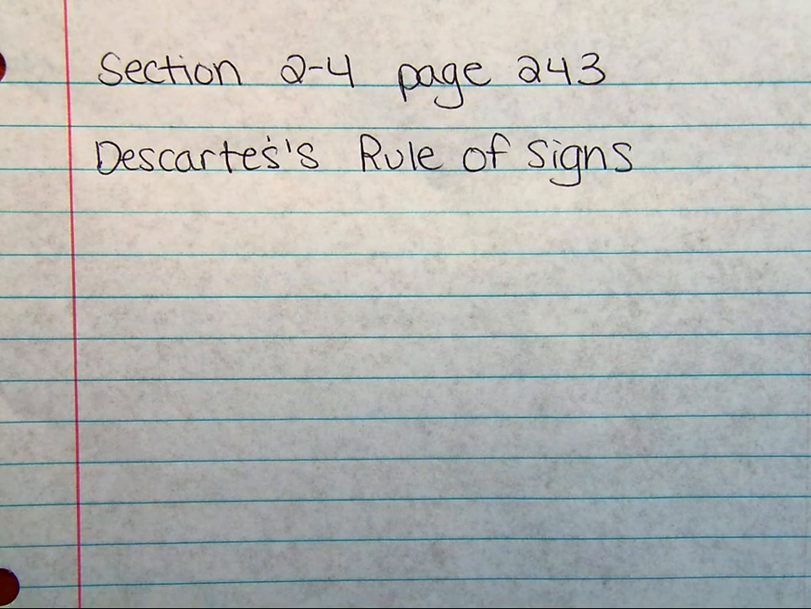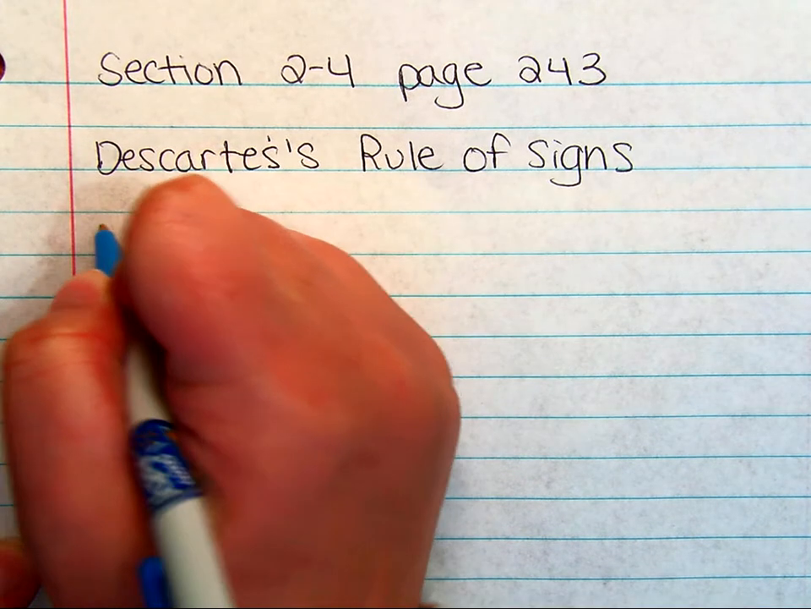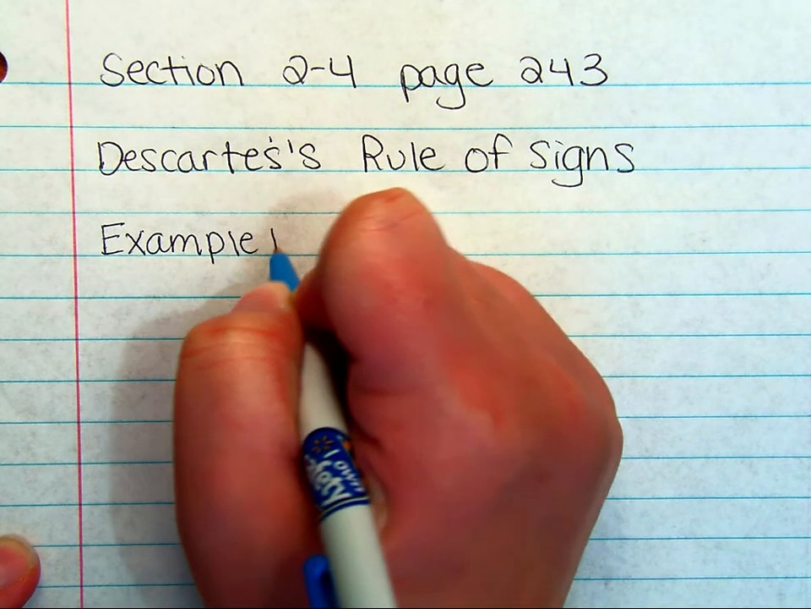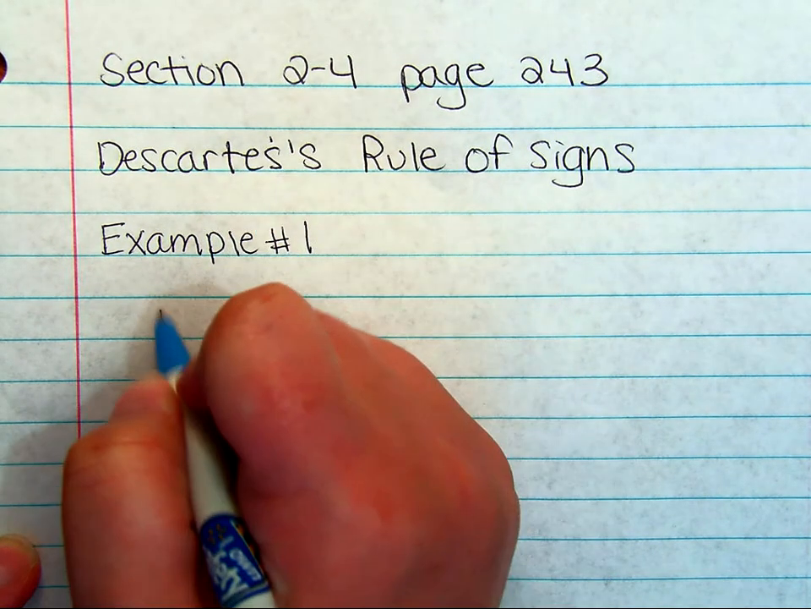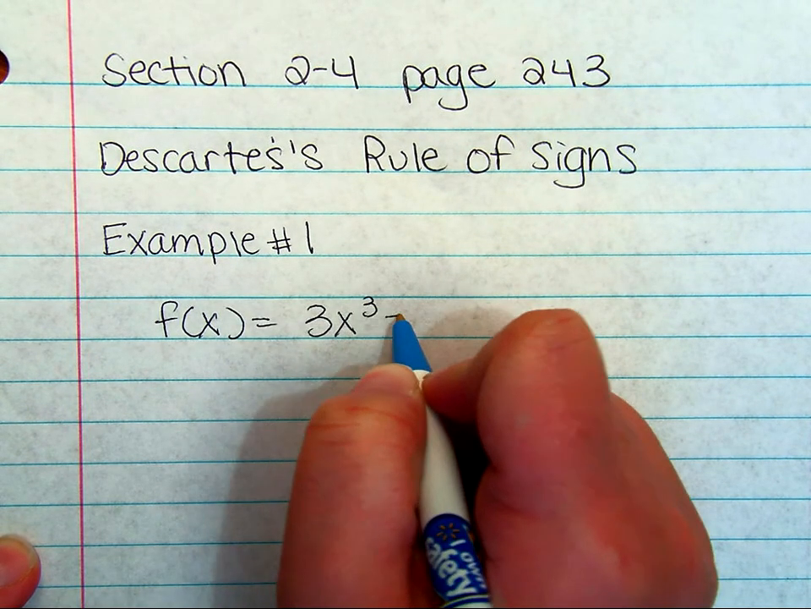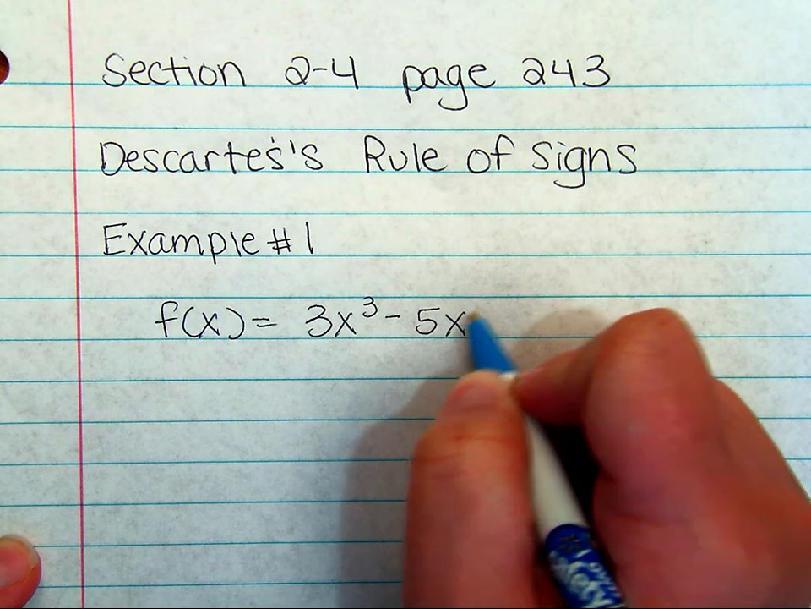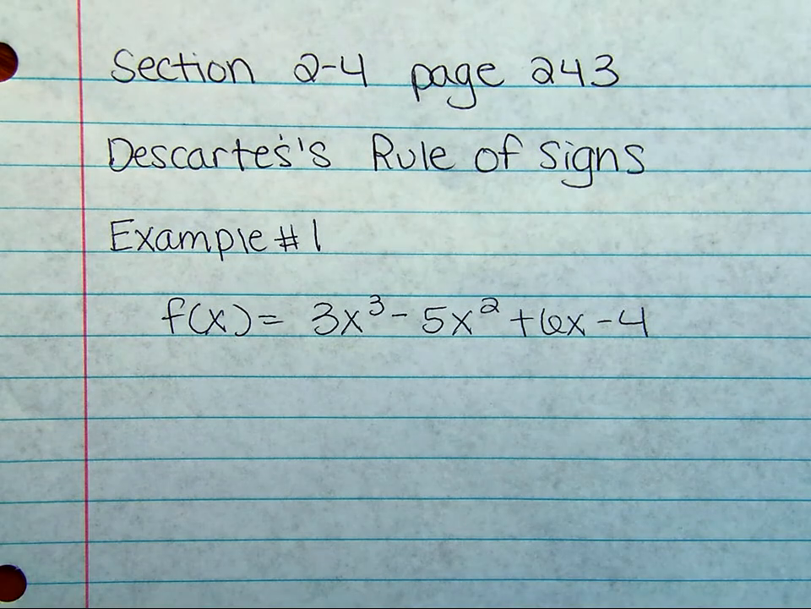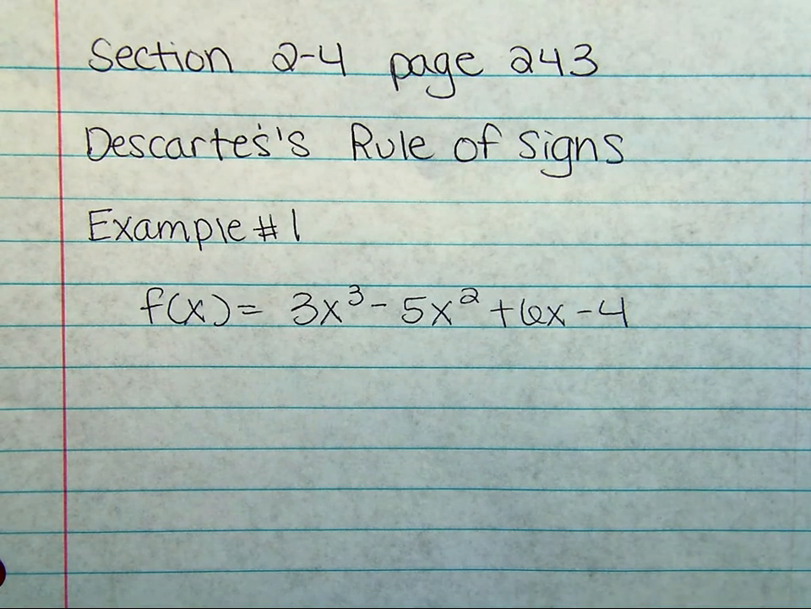All right, so here's example 1. f of x is equal to 3x cubed minus 5x squared plus 6x minus 4. All right, positive real zeros.